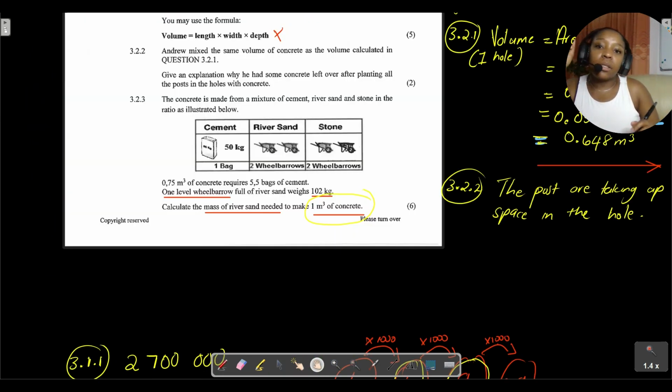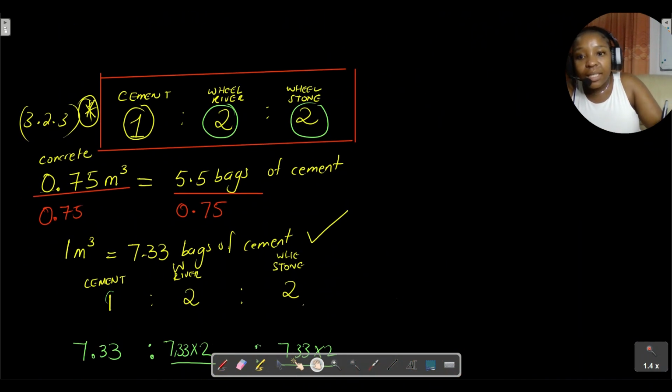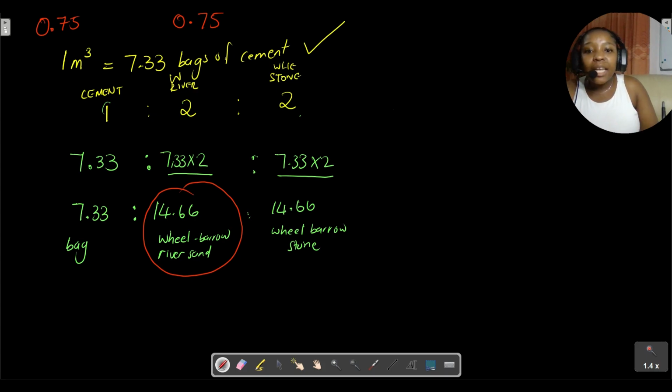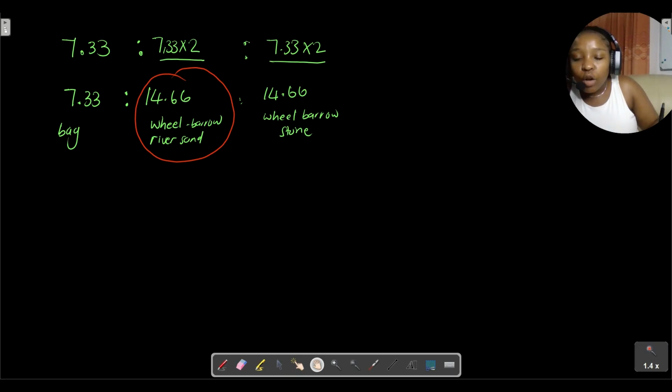Now let's have a look at the question. Calculate the mass of the river sand that will be needed. They didn't ask how many wheelbarrows will be needed. All that we've calculated here is that we are going to need 14.66 wheelbarrows of river sand. But they don't want wheelbarrows. They want the kilograms. So how can you convert wheelbarrows to kilograms?